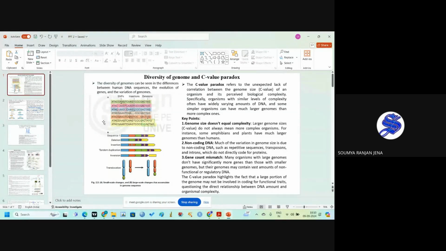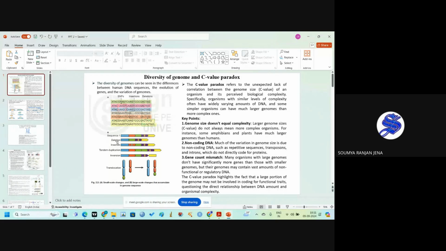Now for an example, if you go to these two sequences, suppose here is ATA, it codes for an amino acid. If you mutate this A, then it is converted to ATC. Then this ATC gives rise to a different amino acid. These different amino acids give rise to different proteins, and this gives a new species. This is how diversity of genomes happens during the evolutionary process.